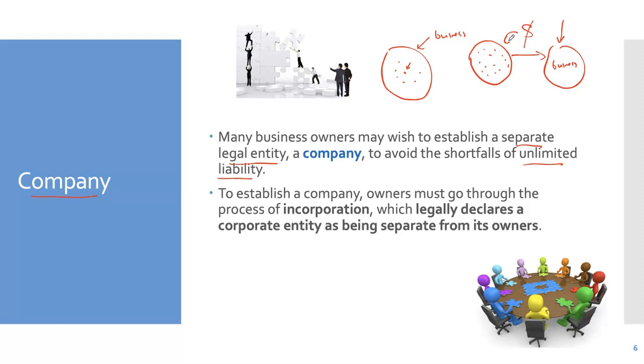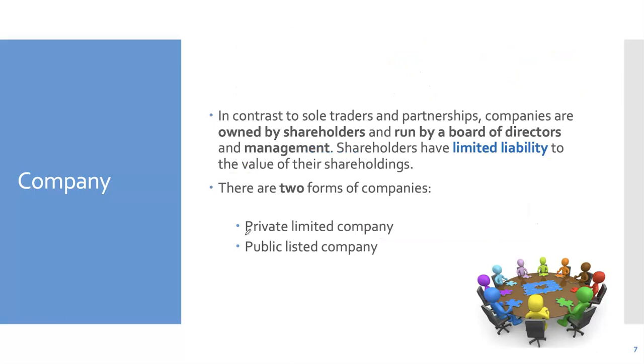There are some disadvantages, which we'll talk about. To establish a company, owners must go through a process of incorporation, which is a little bit more complicated, but this is the process which legally declares a corporate entity as being separate from its owners, and there are massive advantages to that. Now, we've talked about how there is limited liability. You can read this if you want to pause it.